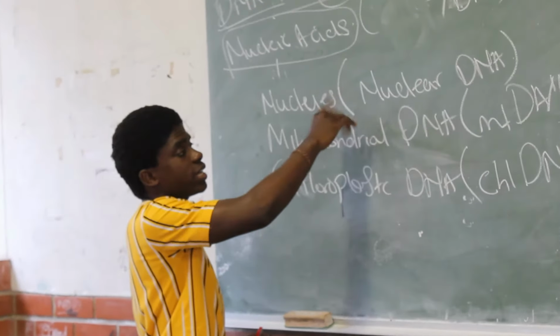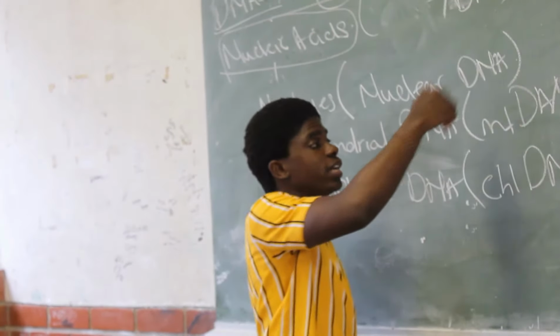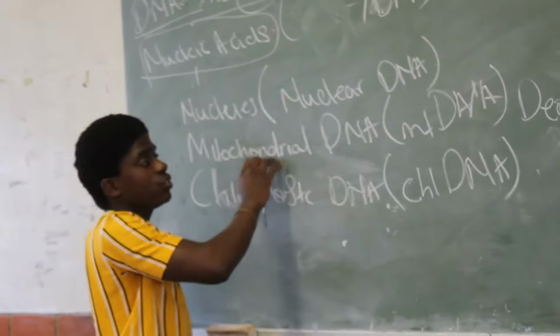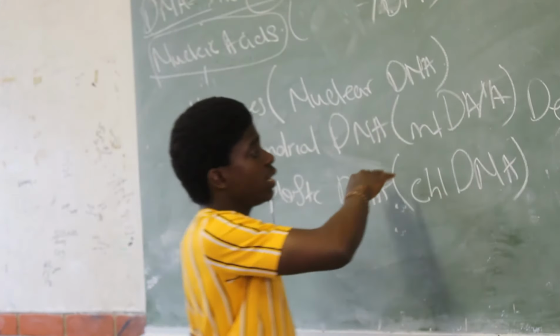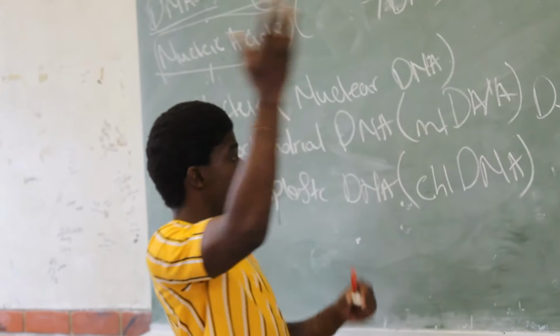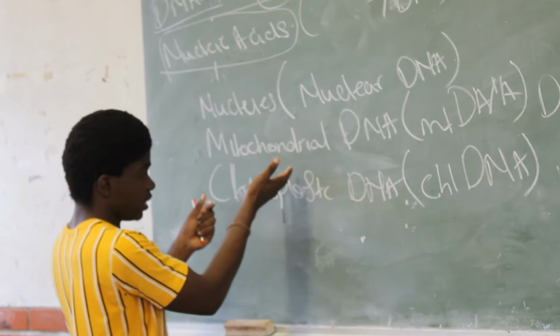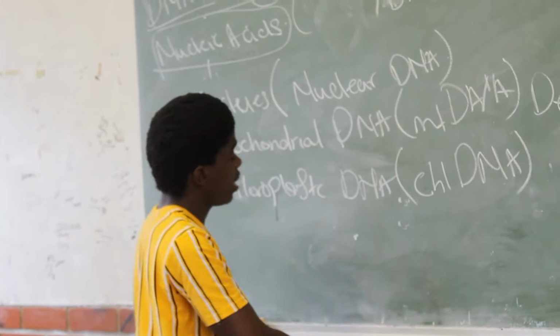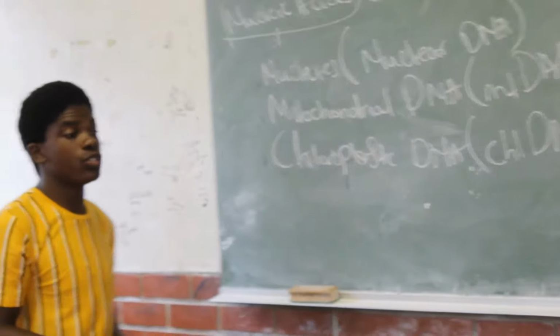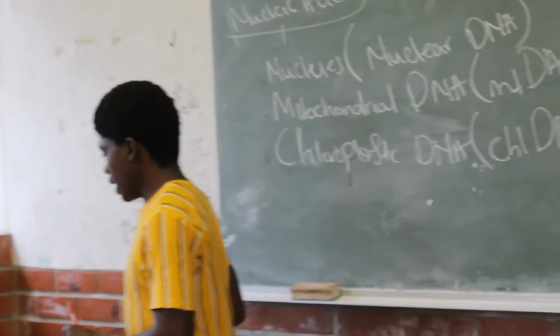We find it in the nucleus, and we call that one nuclear DNA. And then we have mitochondrial DNA, which we find in the mitochondria, and then we have chloroplastic DNA, which we find in the chloroplast.